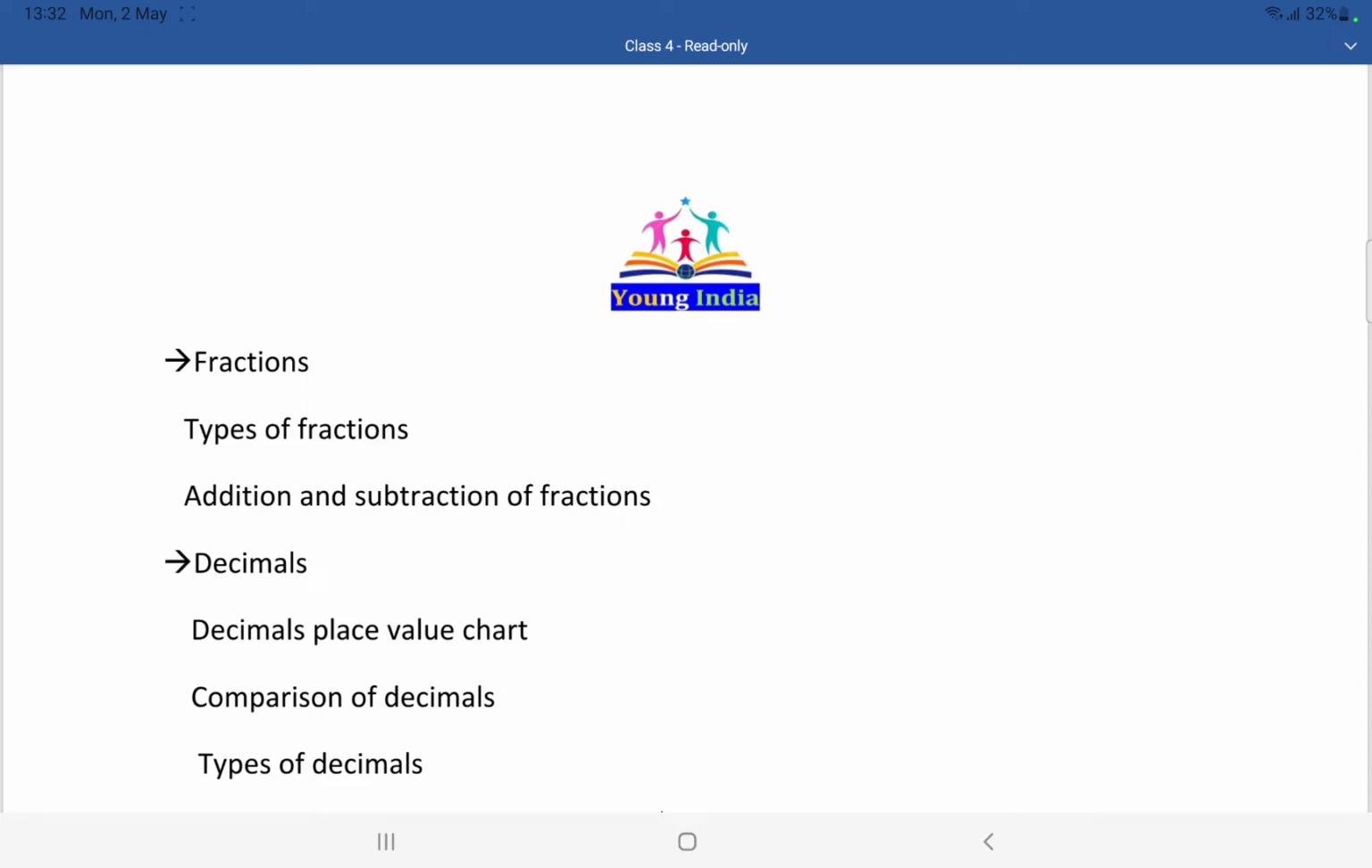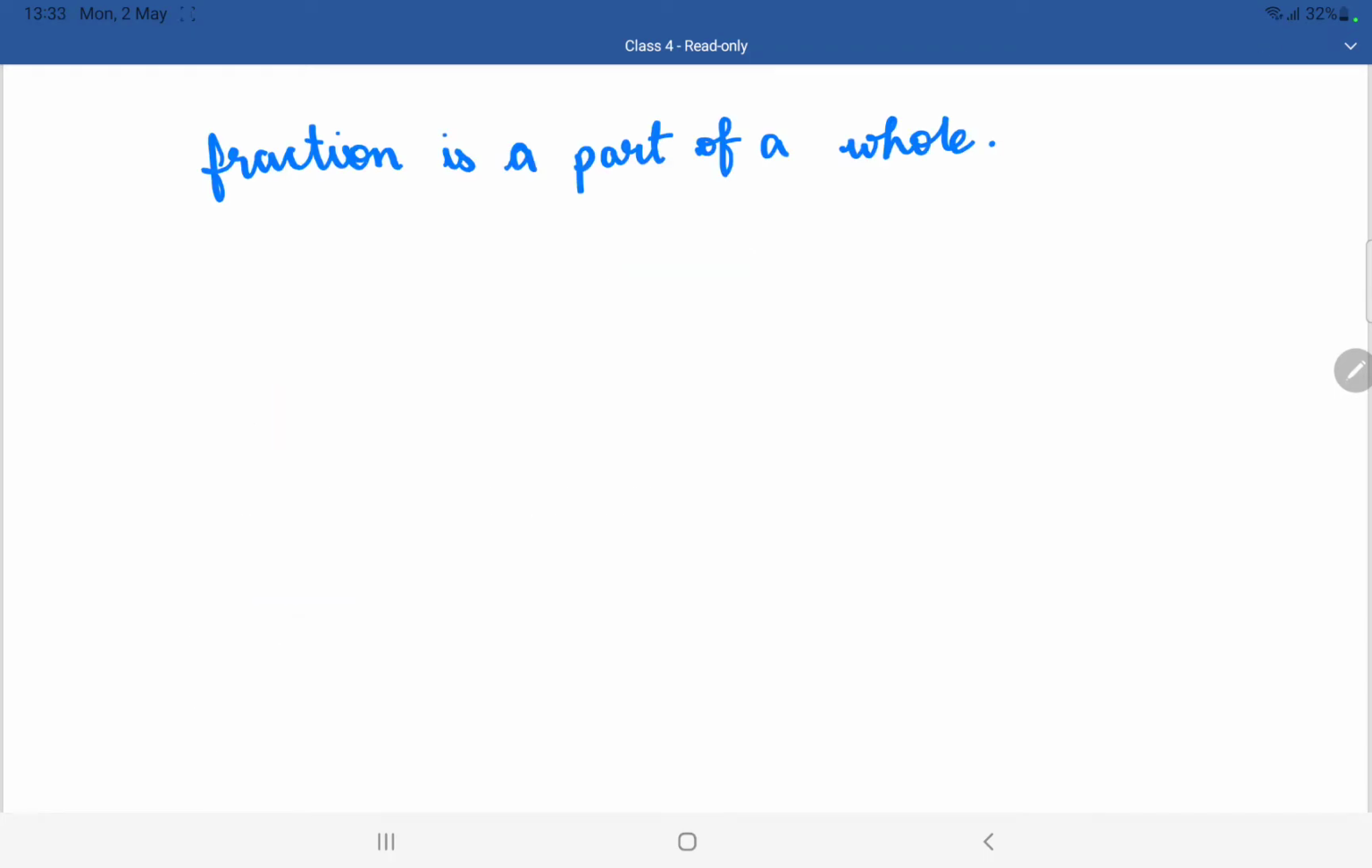So the first topic that we are going to discuss is fractions. We will be discussing the subtopics in that as well. But the main topics that we are going to discuss today are fractions and decimals, which are very important for your further classes. So students, fraction is a part of a whole.